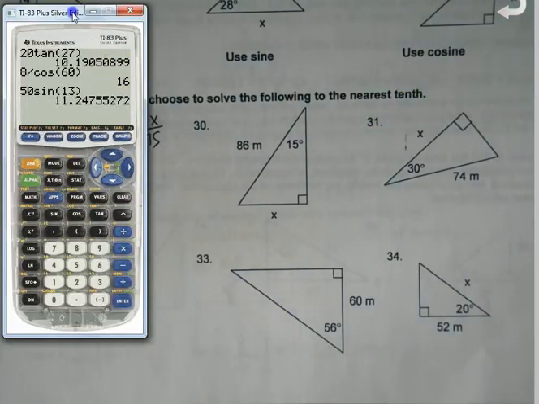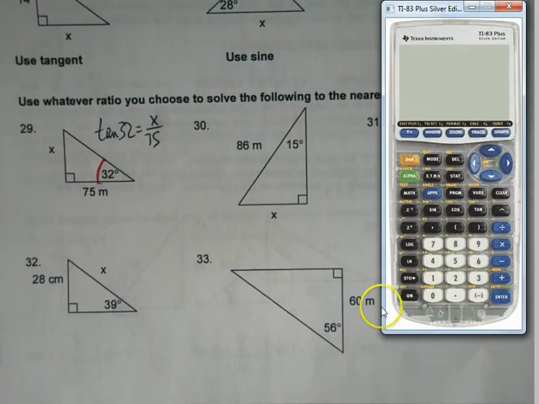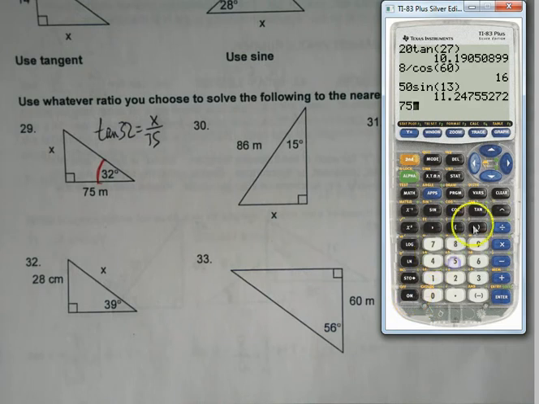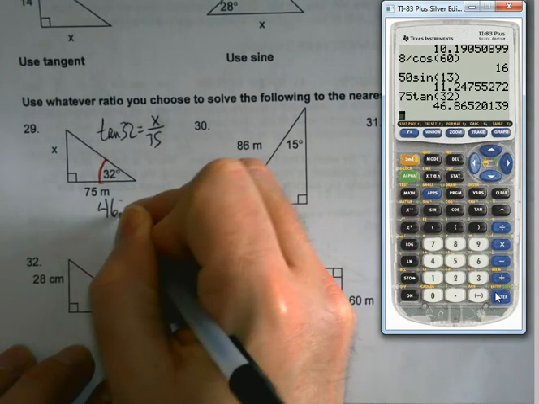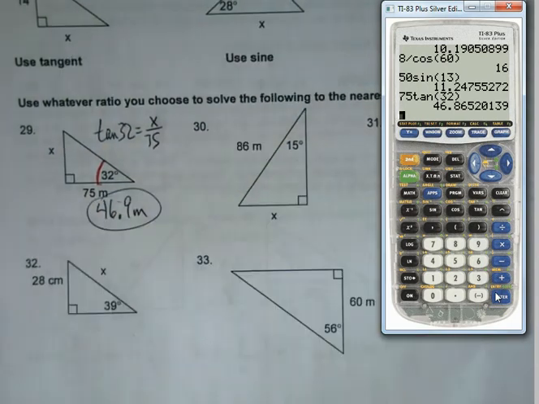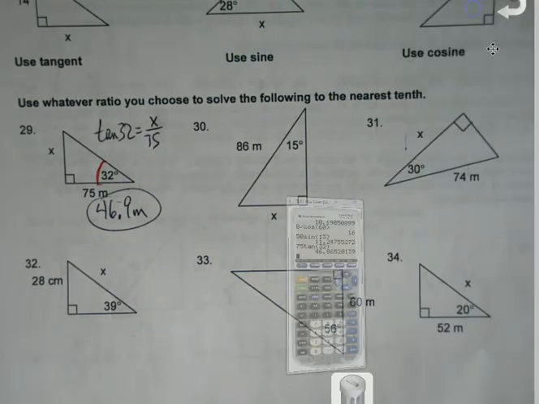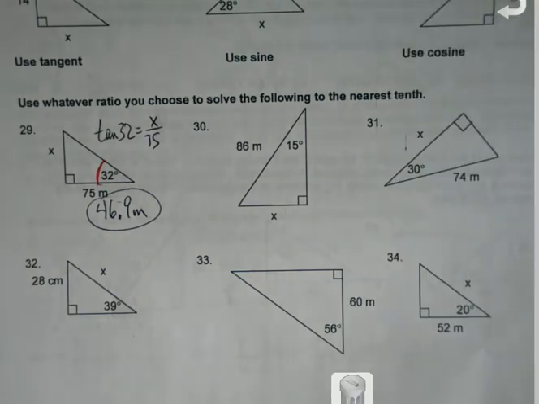So I'm like, okay, 75 is in the bottom, so I'd multiply both sides by that. Keep life simple. Go to the nearest tenth. What about 30?